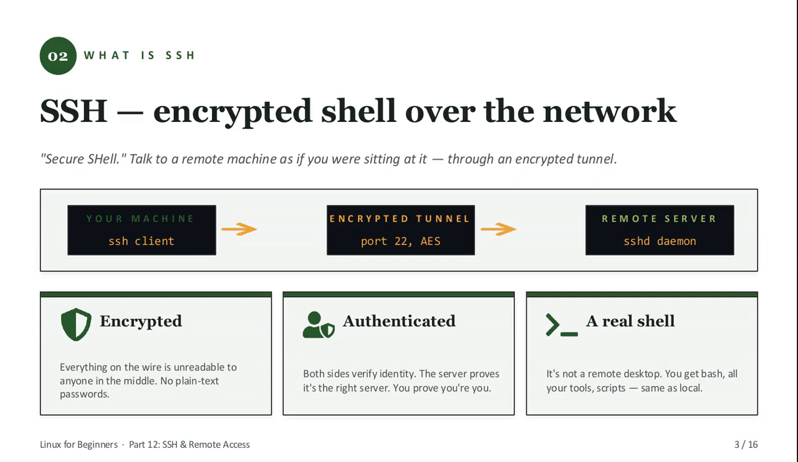SSH stands for Secure Shell, and the idea is beautifully simple. Your local machine runs an SSH client. The remote server runs a daemon called sshd listening on port 22, and between them runs an encrypted tunnel, typically using AES. Three things make this powerful. It's encrypted, so anyone snooping on the network just sees gibberish. It's authenticated, meaning the server proves it really is the server you wanted, and you prove you're really you. And it gives you a real shell, not a clunky remote desktop, just bash with all your usual tools, exactly as if you were sitting at the machine.